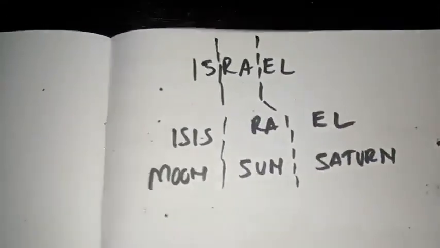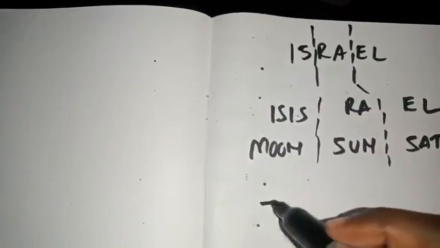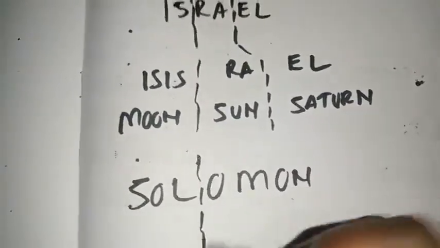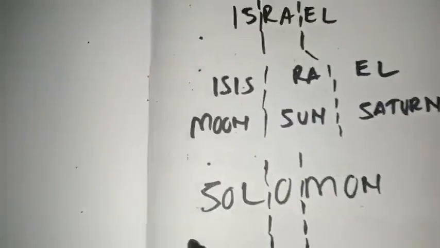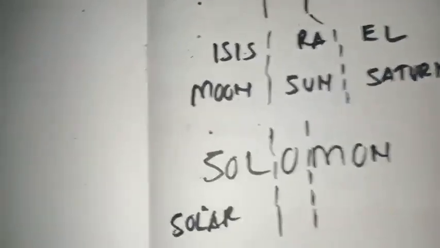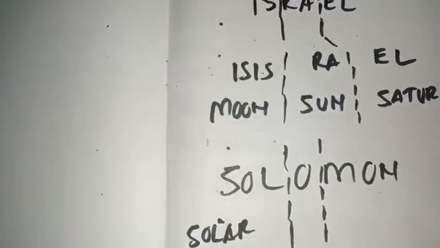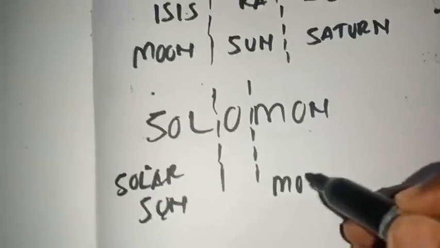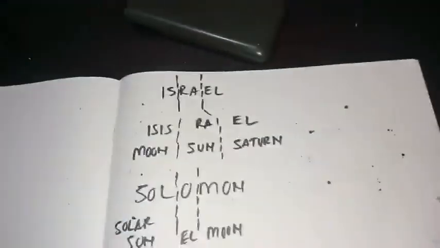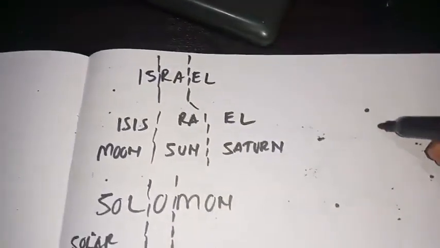And then we go to another name. You've heard of the name Solomon. So here's another trinity. The soul is the sun, like you can have solar, the name solar. So the soul is the sun. Moon is the moon. Now we have L. So the temple of Solomon is your body. If I can draw a body here, the temple of Solomon is the human body.